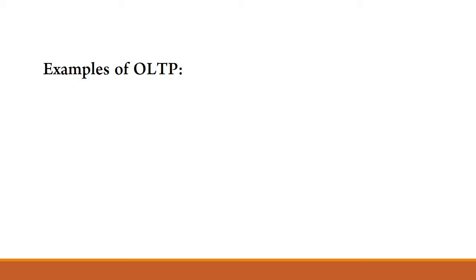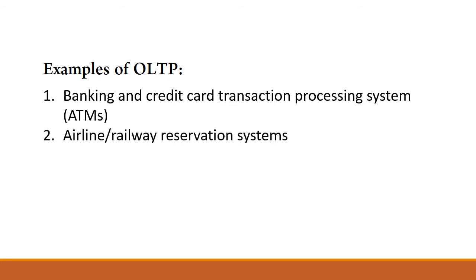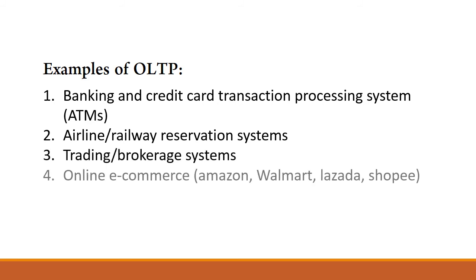The examples of online transaction processing are banking and credit card transaction processing systems, like the ATMs, airline or railway reservation systems, trading or brokerage systems, and online e-commerce like Amazon, Walmart, Lazada, and Shopee.